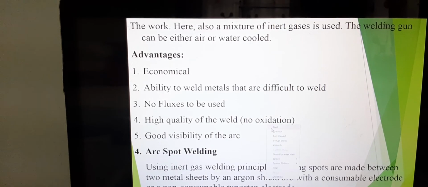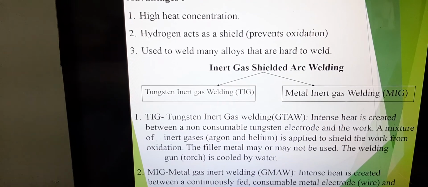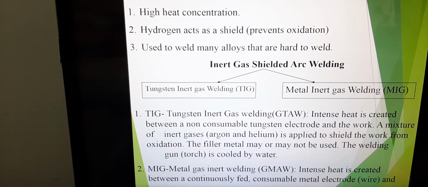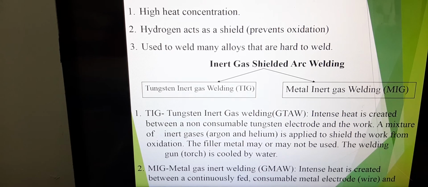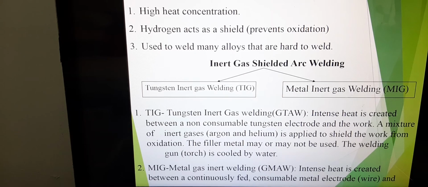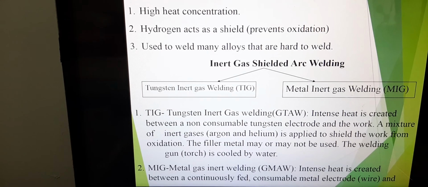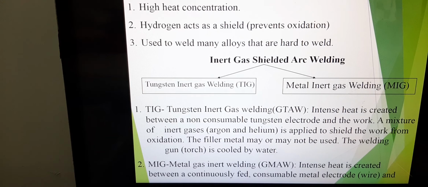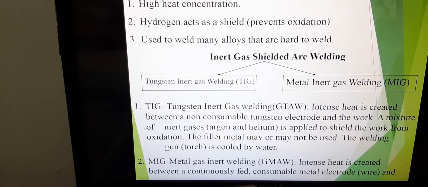So back to the previous discussion, you have tungsten inert gas welding and metal inert gas welding. Intense heat is created between a non-consumable tungsten electrode and the work. A mixture of inert gases, argon and helium, is supplied to shield the work. So what is your protective mechanism here? Argon and helium is used as a protective mechanism.